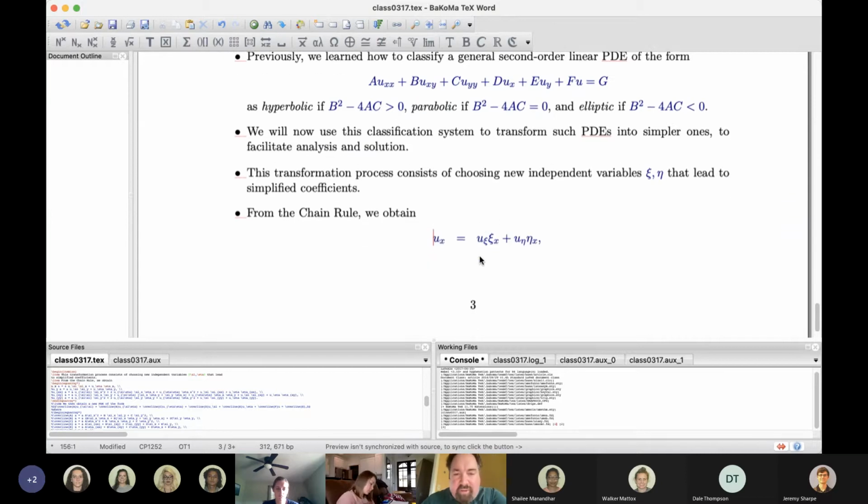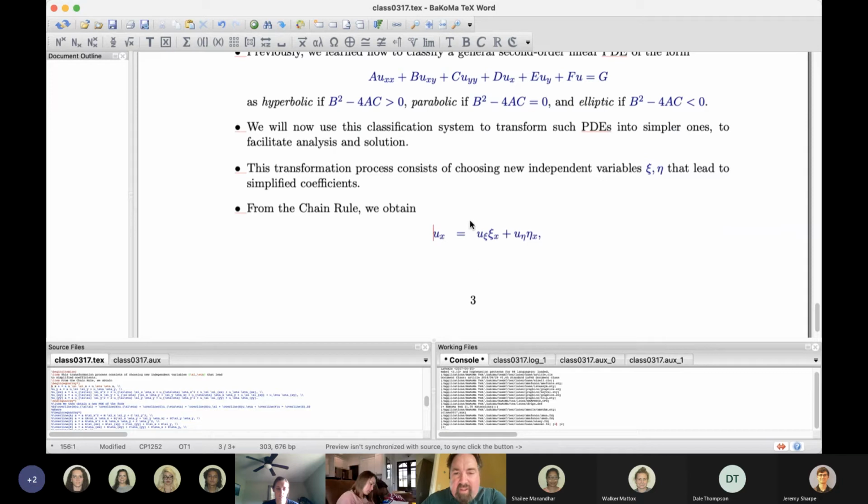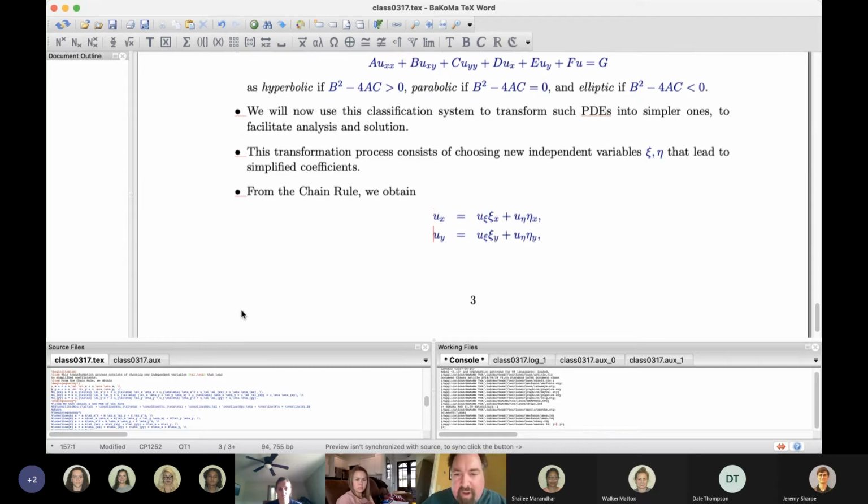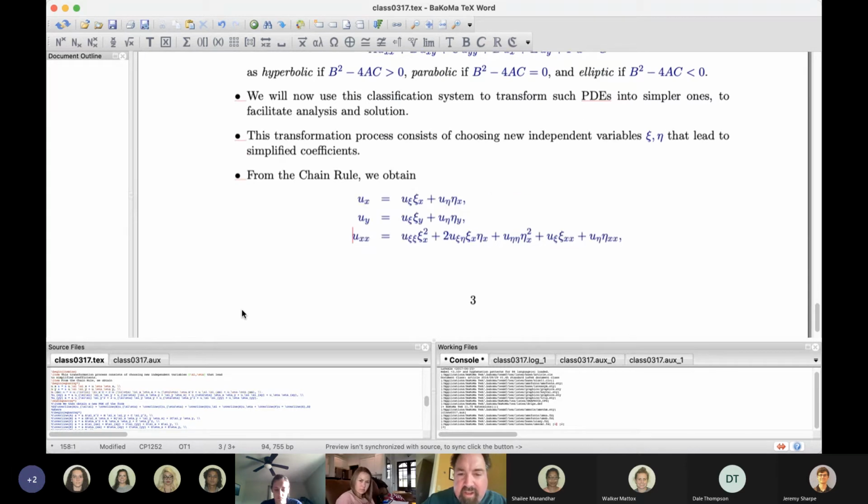So for instance, for u_x, that'd be u_ξ ξ_x plus u_η η_x. The idea is that x and y both depend on ξ and η together. Now, if I do the same thing for u_y, then I can apply this chain rule again to figure out the second partial derivatives.